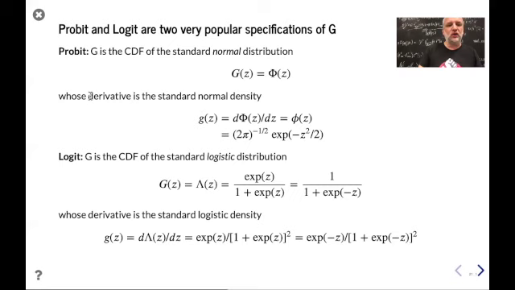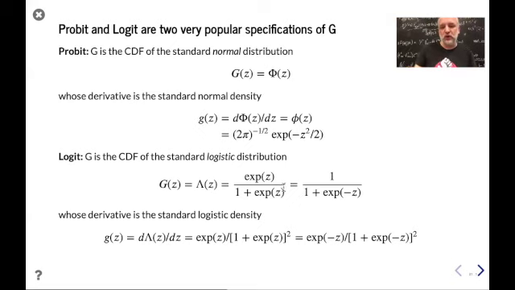We can also calculate the derivatives of these. The derivative of a CDF with respect to the random variable, that is a change in the random variable, is equal to the density. So the derivative of G for the Probit model is equal to the standard normal density, where we have this closed form expression.